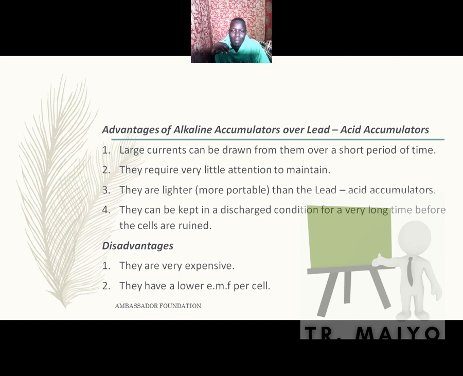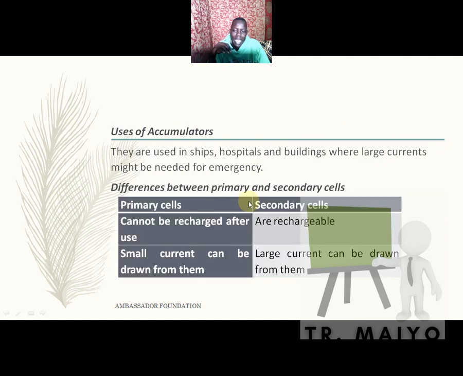Yes, but you see, the disadvantages are only two. The advantages are many. What is the difference between a primary cell and a secondary cell? But before that, where do we use accumulators? Accumulators in general, not just lead acid or nickel alkaline accumulators.